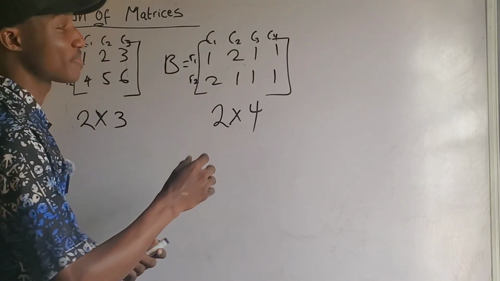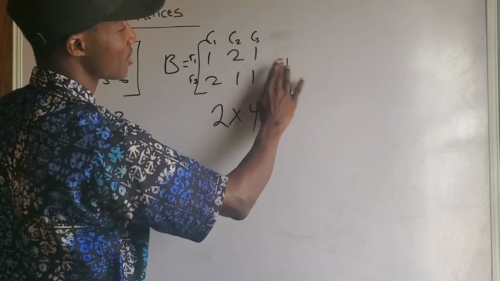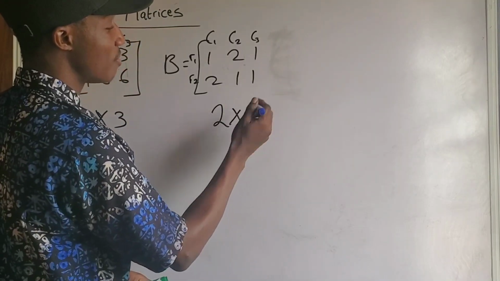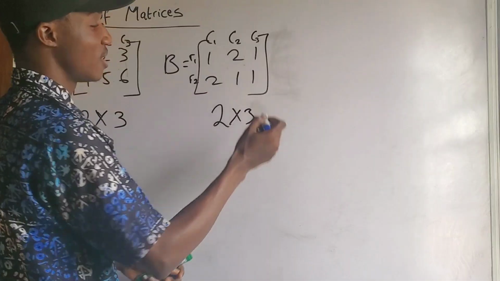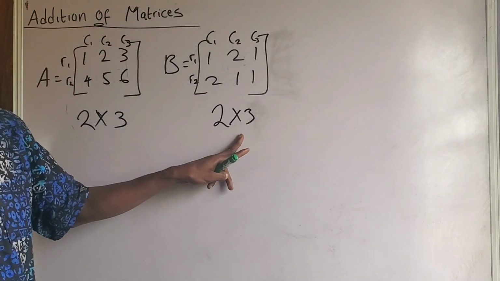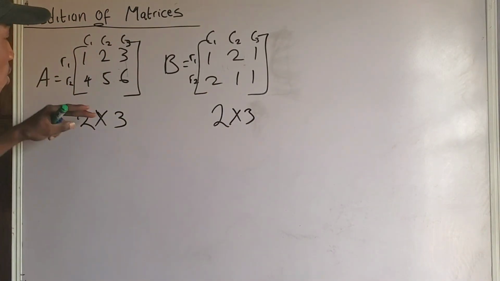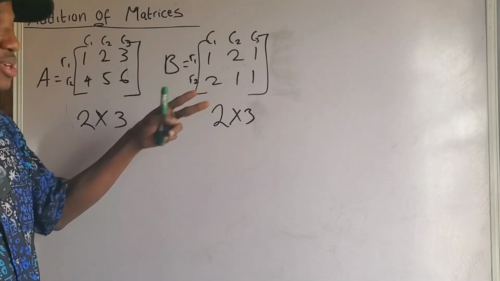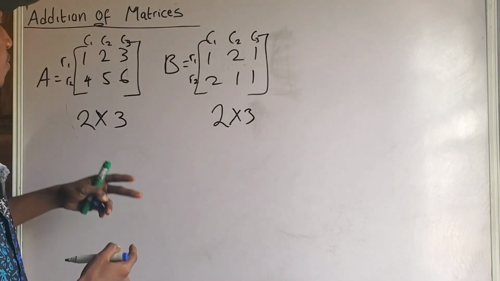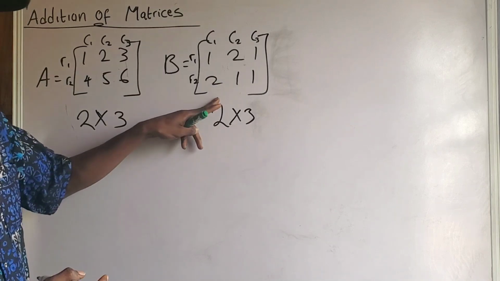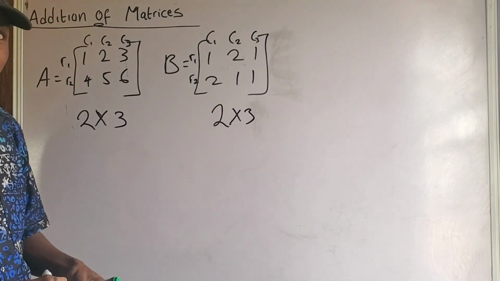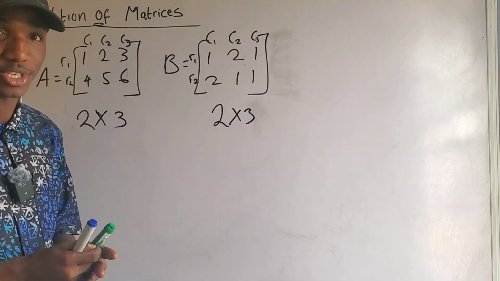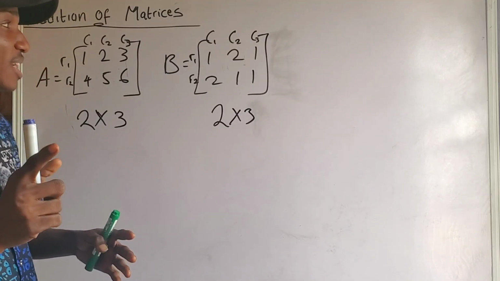So let's say I now change this matrix. You understand? Let's say I change the matrix. The order will now become what? The order will now become 2 by 3. You understand? That is the order of the matrix. Now, if you compare the order of this matrix and the order of this matrix together, you will discover that they have the same order now. So at this state, they can be added together. But before, when we had 2 by 4, it is impossible to add the matrices. Do you understand now? So do not forget that.